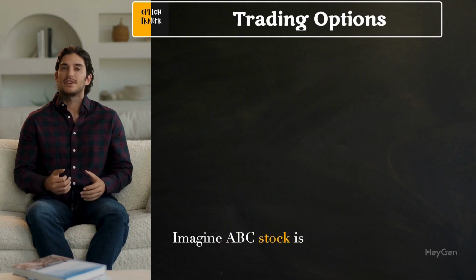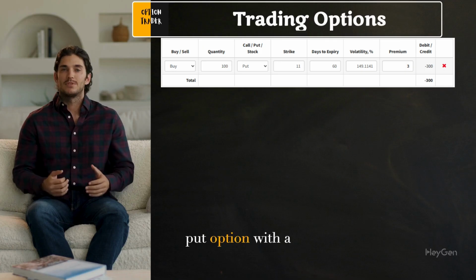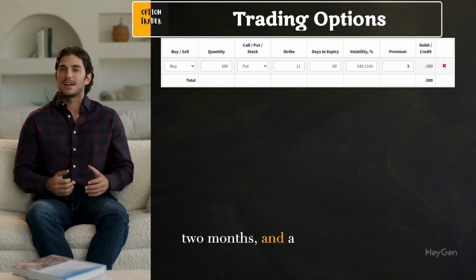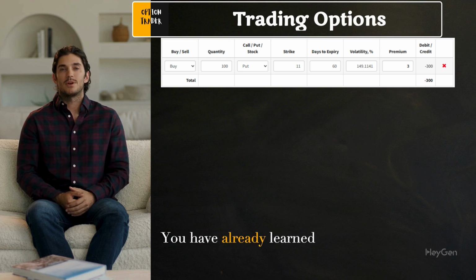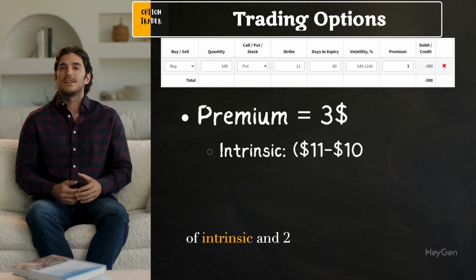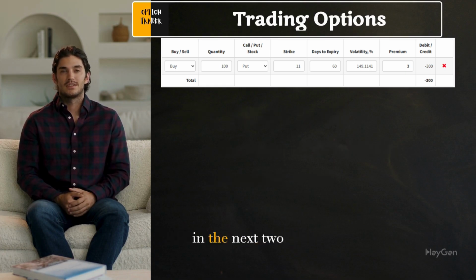Imagine ABC stock is trading at $10 per share. An investor buys one put option with a strike price of $11, an expiry date of 2 months, and a premium of $3. You have already learned about intrinsic and extrinsic value, so you know that the $3 premium includes $1 of intrinsic and $2 of extrinsic or time value. 3 things could happen in the next 2 months.